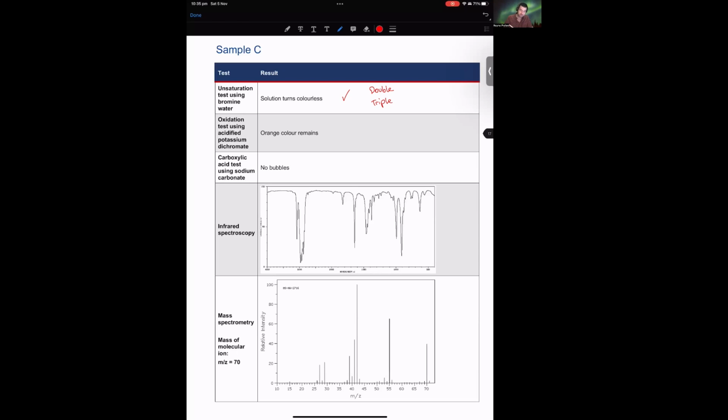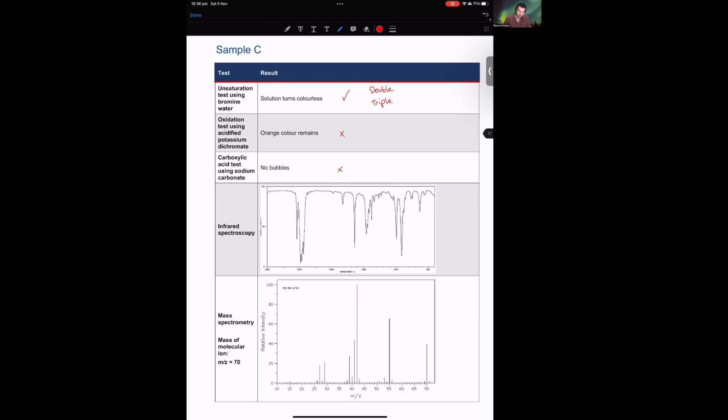The oxidation test was negative in this case, so there's nothing that can be oxidized. And the carboxylic acid test was also negative, so there's no carboxylic acid present. So that kind of rules out a lot of the oxygen-bearing functional groups that we might expect to see. Not entirely, but most of.